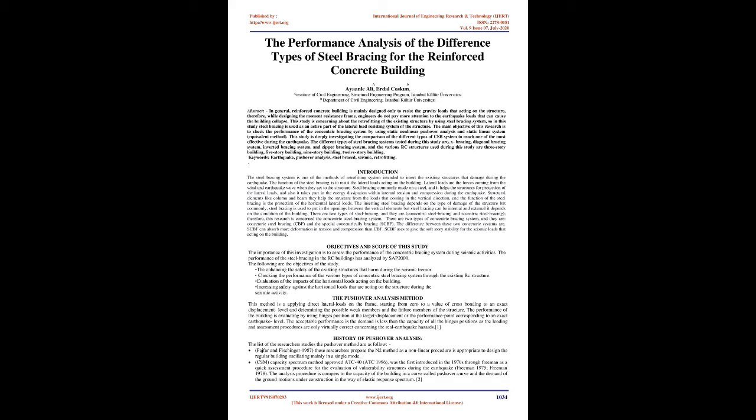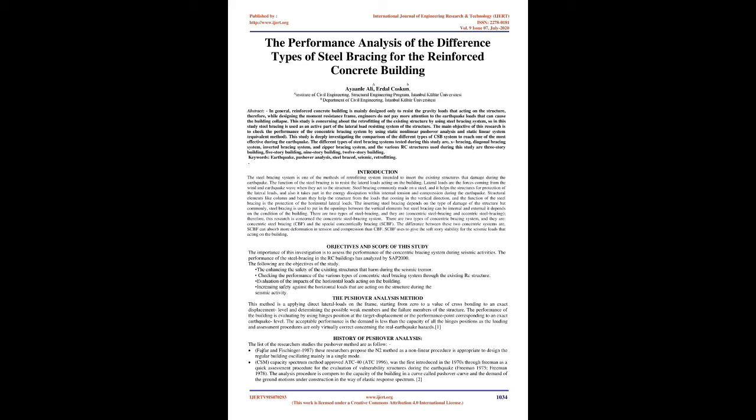This study deeply investigates the comparison of the different types of CBF systems to find one of the most effective during an earthquake. The different types of steel bracing systems tested during this study are X bracing, diagonal bracing system, inverted bracing system, and zipper bracing system, and the various RC structures used are a 3-story building, 5-story building, 9-story building, and 12-story building. Keywords: earthquake, pushover analysis, steel braced, seismic, retrofitting.